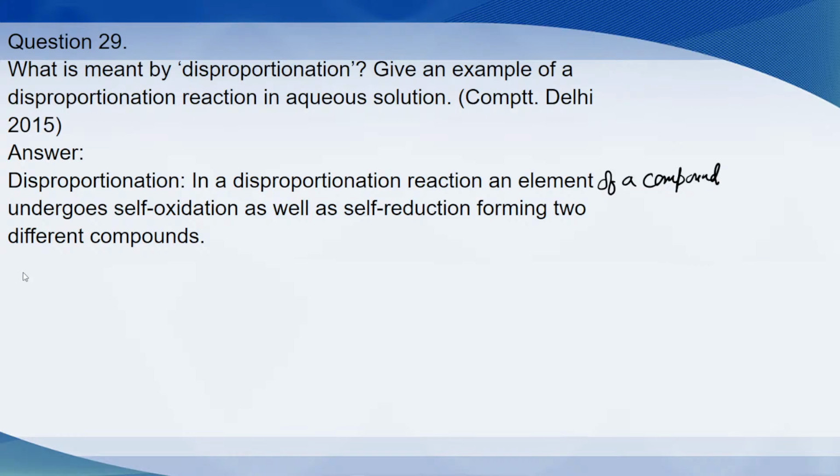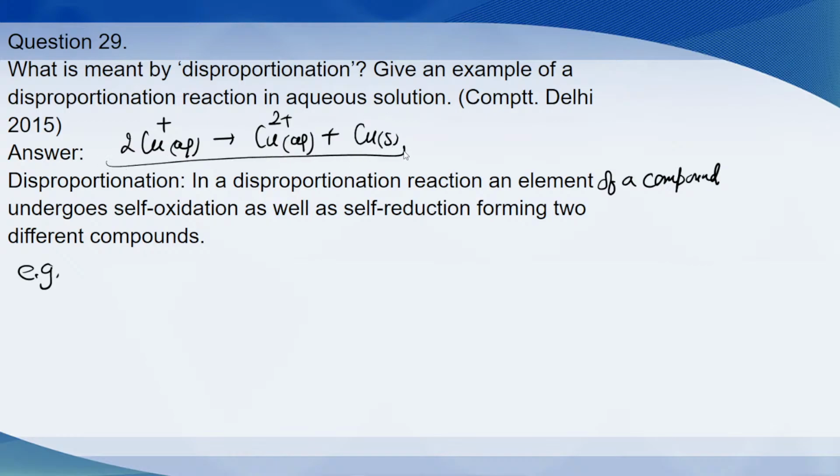For example, it means oxidation and reduction take place simultaneously. So in this case, see, copper 1 plus aqueous is oxidized to copper 2 plus aqueous, and copper 1 plus aqueous is reduced to copper solid. So it is one of the disproportionation reactions. One more example is provided by manganese.